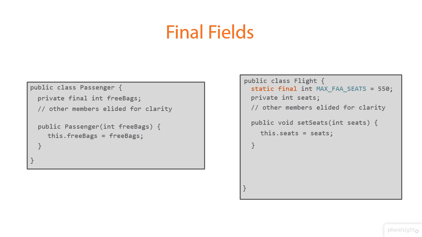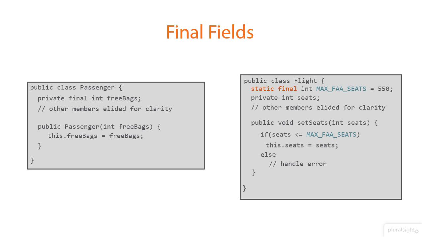Now the convention is that whenever you have a static final, you use all caps for the name of the field. And what we can do here is down inside of our setSeats, we can actually use that max FAA seats just like it's a value. So inside of here, let's say we make some room, and we can actually put a check in to say, well, if seats is less than or equal to max FAA seats, we set it. Otherwise, we handle the error. The key here is that no object instance can change this. Max FAA seats will have the value of 550 in all flight instances.